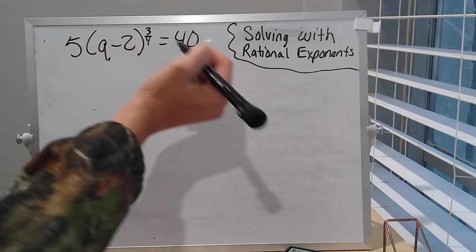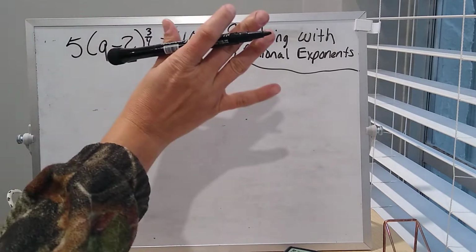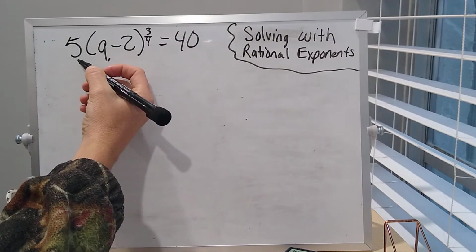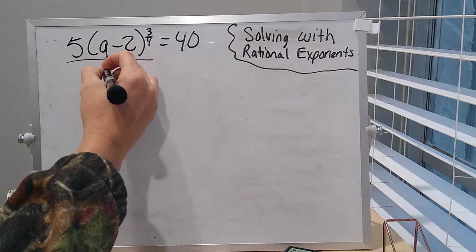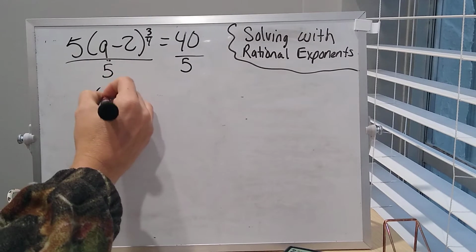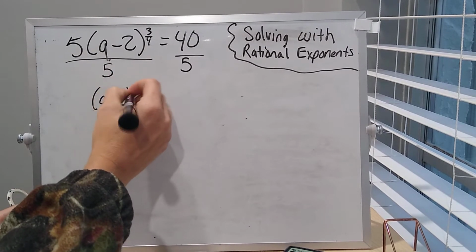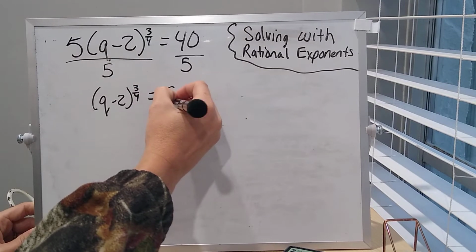Okay, so first thing to do, I need this factor all by itself. So I've got 5 on the outside of it being multiplied to it. So to get it to the other side, do the opposite, which is divide. So divide both sides by 5, and I am left with q minus 2 to the 3/4 equals 8.